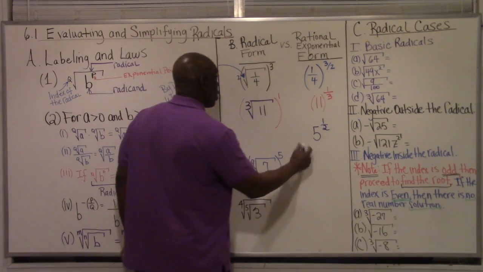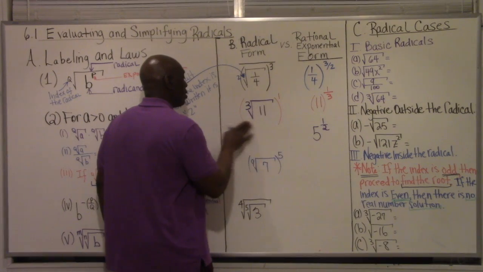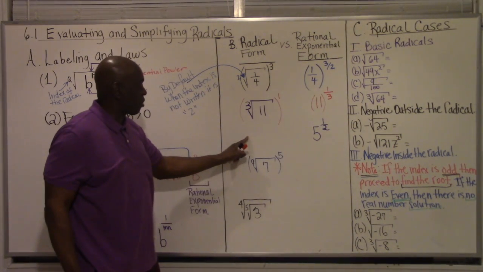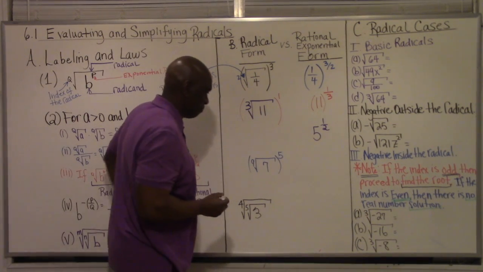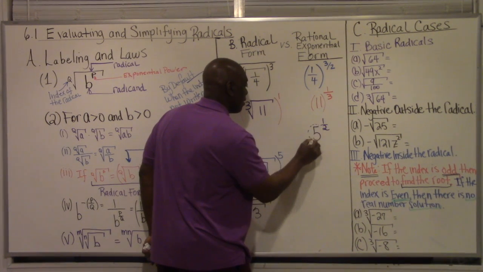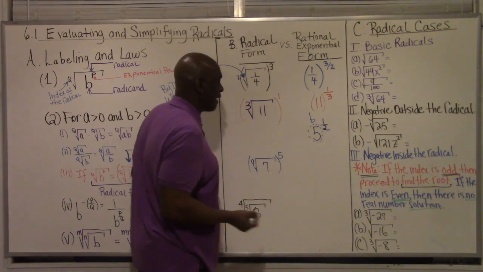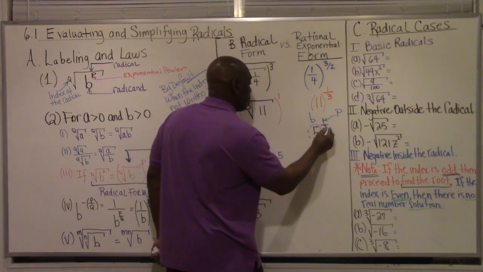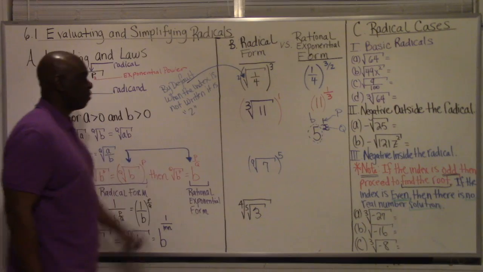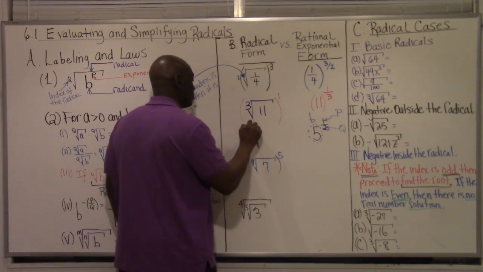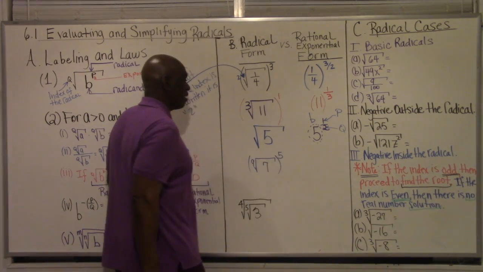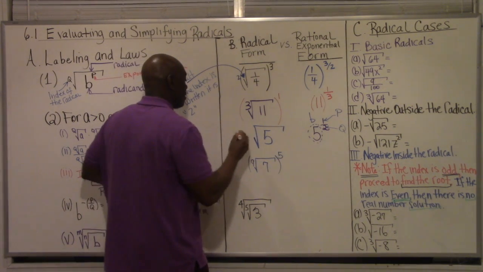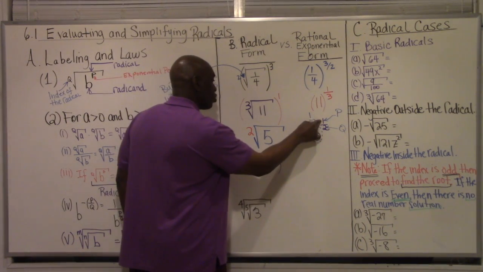Now, in our next example, let's go from the rational exponential form to the radical form. Let's identify a few things. I know that 5 is b. The 1 is the p, and 2 is the q. Okay, put it all together. Draw the radical. 5 is the base, 5 goes on the inside, and my q, which is the index, is 2. So 2 goes on the outside, like this, and the exponential power is 1. That goes there.